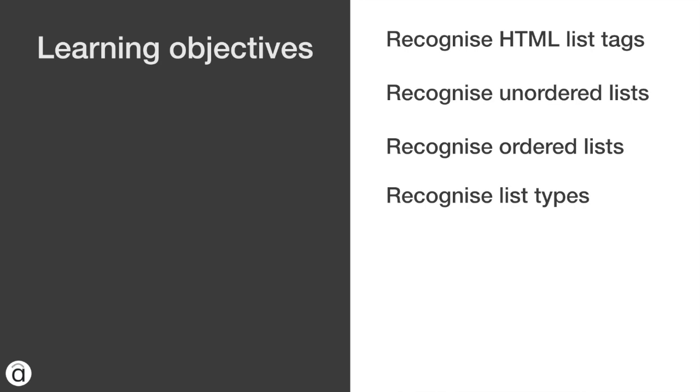We've done headings, we've done paragraphs. Now let's have a look at lists. So the learning objectives for this one: recognize list tags, recognize unordered lists, recognize ordered lists, and recognize some list types.